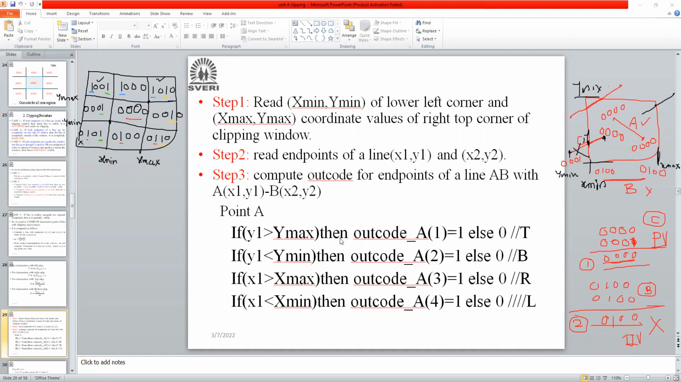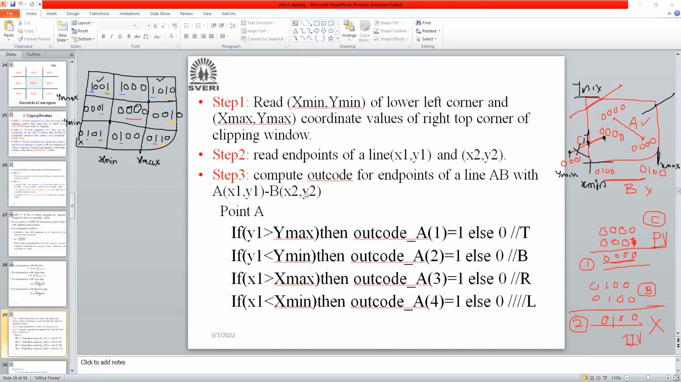So these are the steps. Step 1, for any problem solving or even writing the algorithm for this Cohen-Sutherland line clipping algorithm, these are the steps you need to follow. Step 1: x min y min are the coordinates of the clipping window. Read x min y min, read x max y max, and draw the window. Then second, take the end points of the line, x1 y1 x2 y2, because we want to clip a line. Once the window is drawn, draw a line which has the coordinates x1 y1 x2 y2.